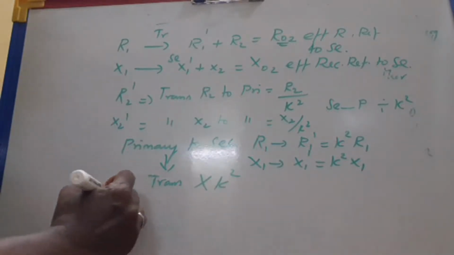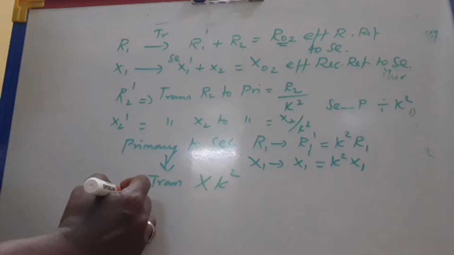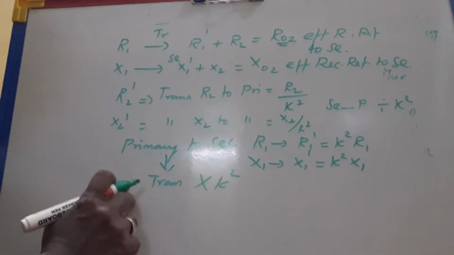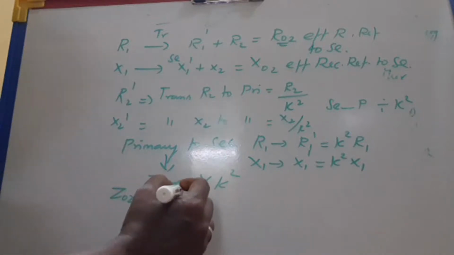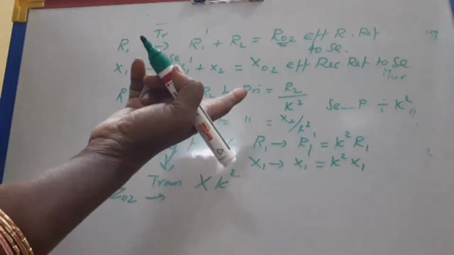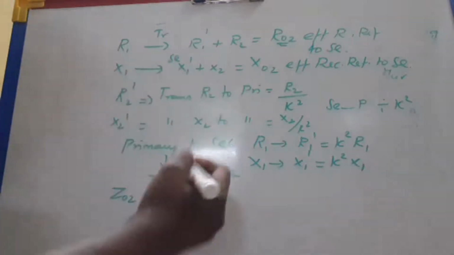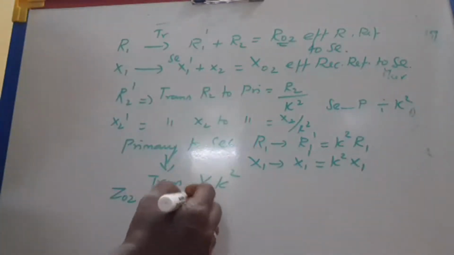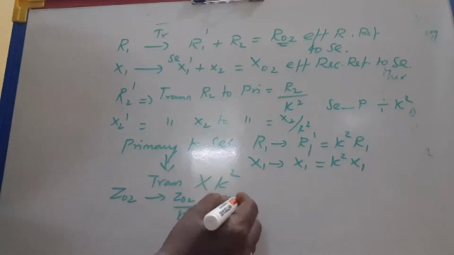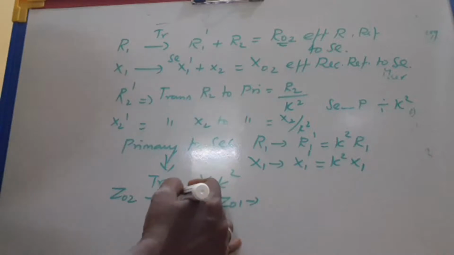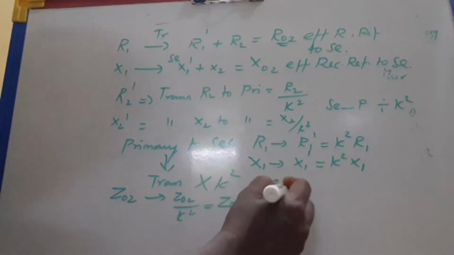Similarly, the impedance Z from the primary side will be transferred to the secondary side, and Z02 will be transferred to the primary side. We can transfer from secondary to primary by dividing by K square: Z02 by K square is equivalent to Z01. That is, we have transferred secondary to primary.